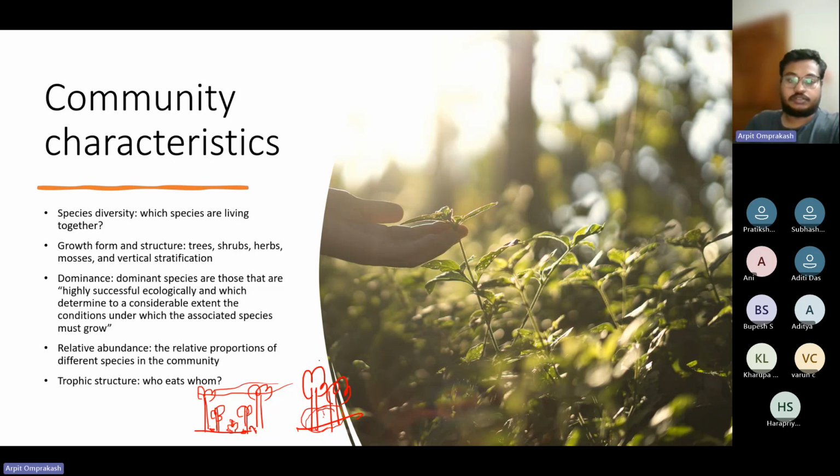The fourth thing is relative abundance. Basically, the proportion of different species in the community can vary from one community to another. And the final thing is the trophic structure. The trophic structure can also vary from one community to another because we might have different species of animals present in one community and different species present in another. So sometimes we may not have certain trophic levels, or we may have more trophic levels in a given community compared to another.